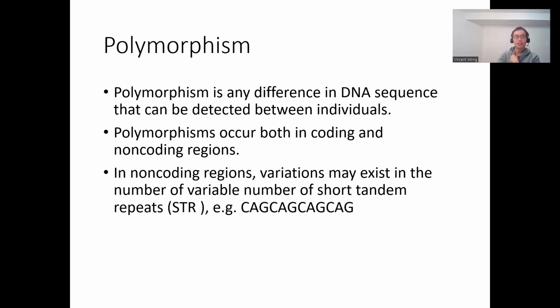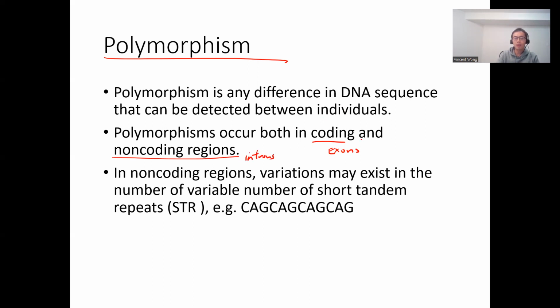This is not the first time I talked about this word. In a simpler sense, polymorphism is any difference in DNA sequence that can be detected between individuals. I told you before, any two humans are 99.9% identical on the DNA level. So the 0.1%, all those differences that exist, can be detected with different methods. We call those polymorphisms. These differences can happen in both coding and non-coding regions. Coding regions are your exons, and the non-coding regions are the introns.